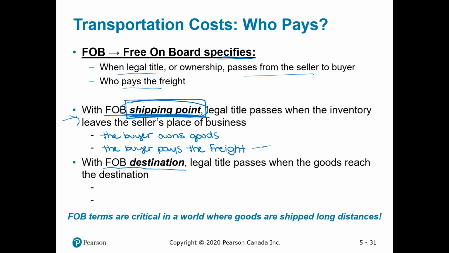The second type, or terms that you may see, are free on board destination. So again, the legal title passes when the goods reach the destination. So the seller doesn't transfer title to the buyer until they reach the destination. Therefore, during the transportation process, the seller still owns them. So the seller still owns goods during transportation. Therefore, the seller pays the freight.